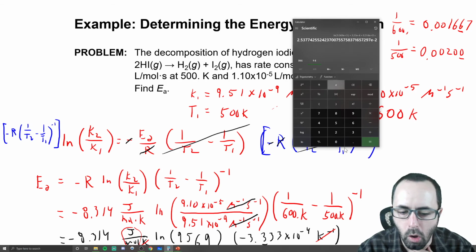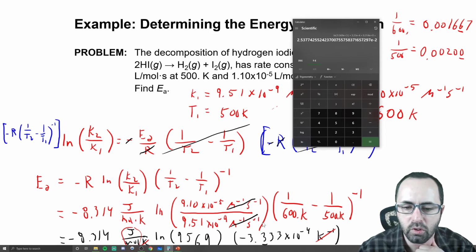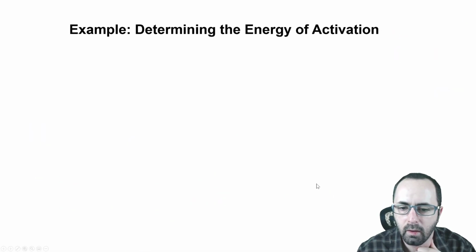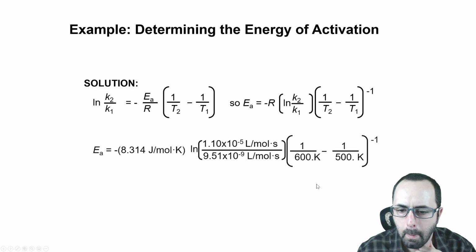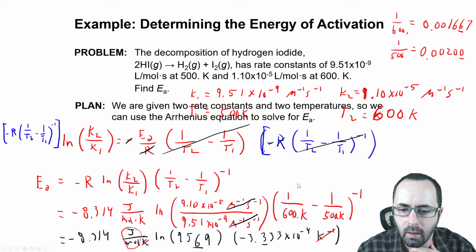I got a very small number here, which I didn't expect. Let's see, did I do something wrong? Oh, no, yeah, that's good. Let me double check here. I have my answer on the next slide. Oh, did I mix these up? That's what happened.